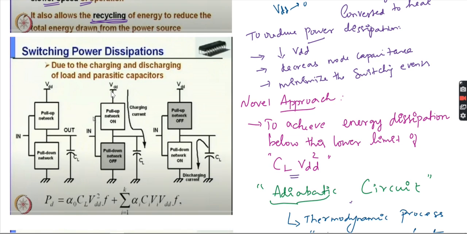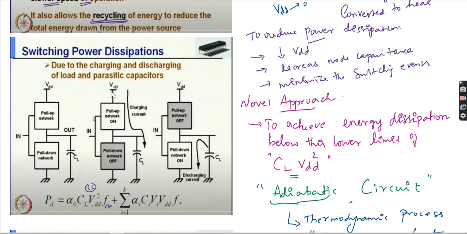Here it is a simple circuit: if your pull-up network is on and the pull-down is off, then the charging current will flow and the load will be charged. That is why the power dissipation is calculated, as we discussed in previous classes, with the following factors: alpha naught is the switching activity factor, CL is the load capacitance, VDD is the power supply, and f is the clock frequency. Then plus the summation, this will be your CL, the load capacitance.